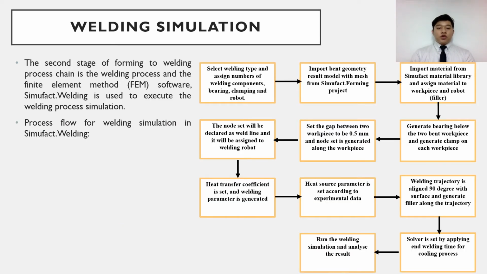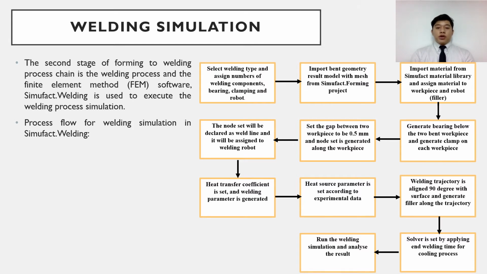So the second stage, from forming to welding, is the welding process, and the finite element method software Simufact Welding is used for this process, and the process flow can be illustrated as shown. So the welding type is selected, and for this process gas metal welding is selected, and we will assign the number of welding components: the bearing, clamp, and the robot.